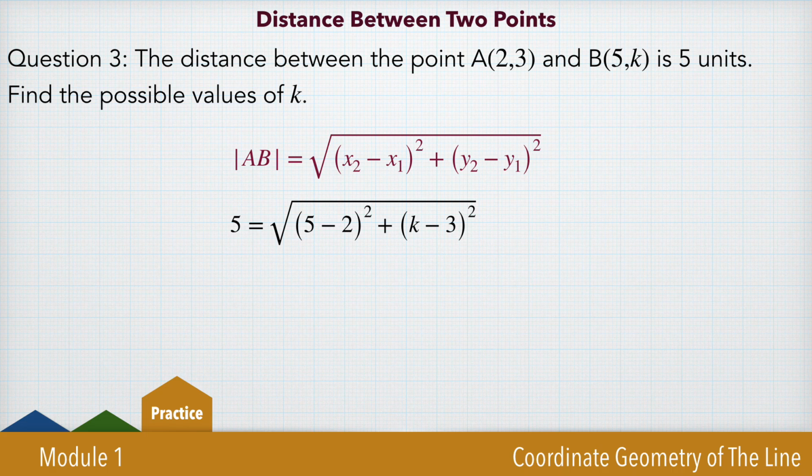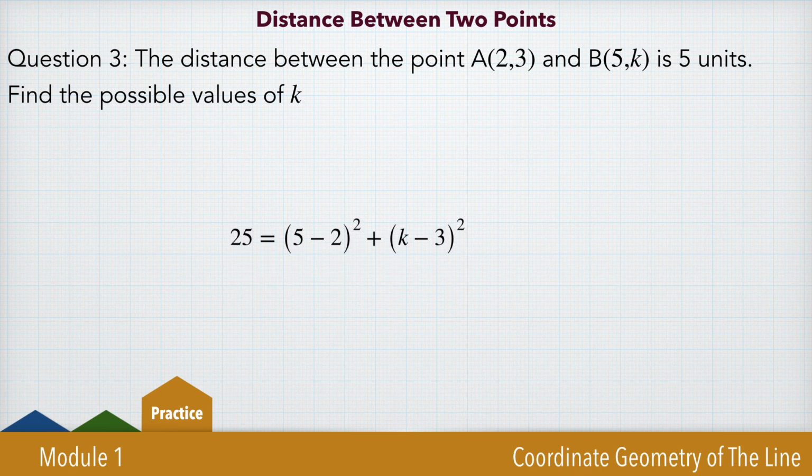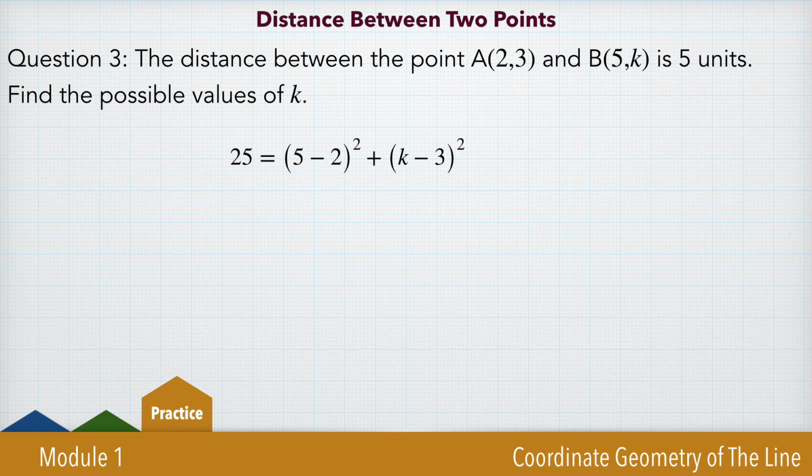The result is known as a surd equation, as we have a square root function over a variable. To solve a surd equation, we must square both sides of the equals and then simplify. The square of a square root removes the square root function. We must now simplify our equation in order to solve for k.